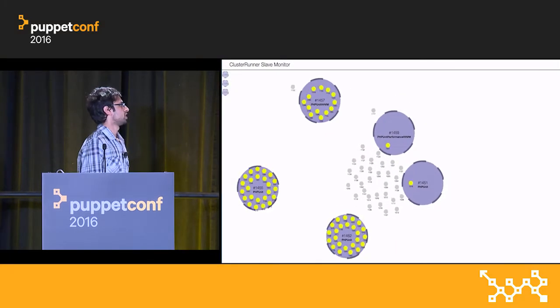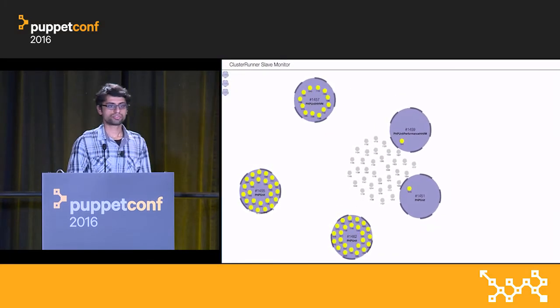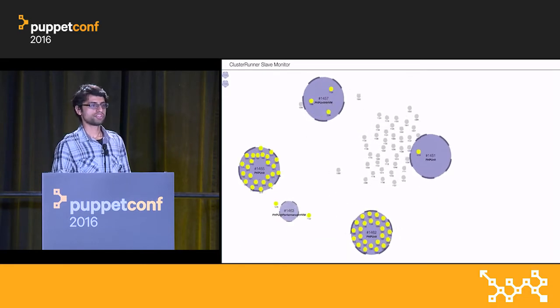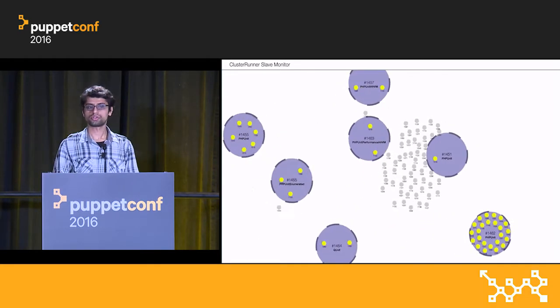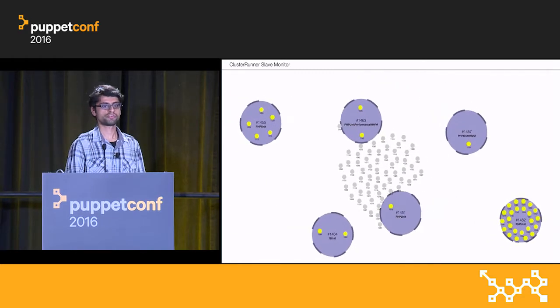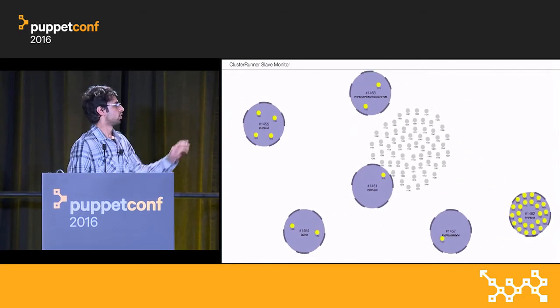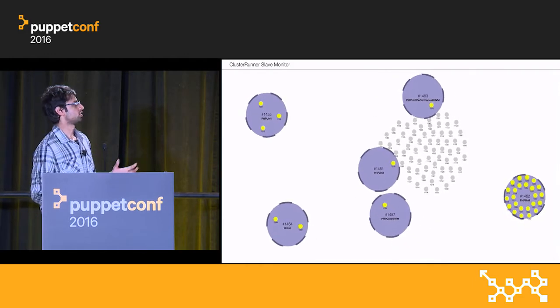It also comes with visualization add-ons. And the cool thing to note here is that you can set up ClusterRunner to run tests for more than just your Puppet unit tests. You can use it to run your PHP tests, your Python tests, or whatever you like. Here, it's just an illustration showing how ClusterRunner allocates its slaves.